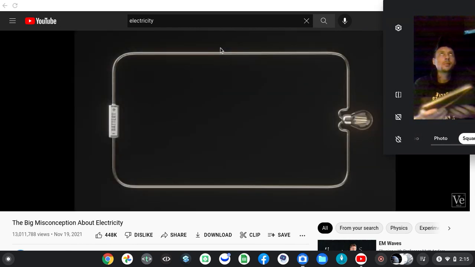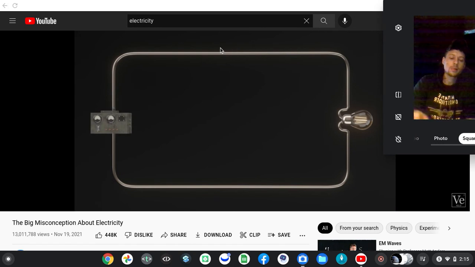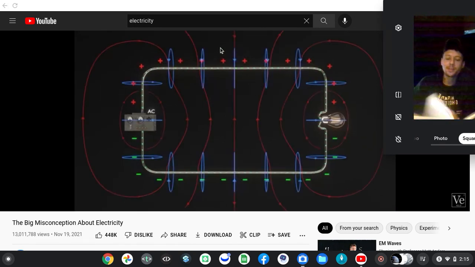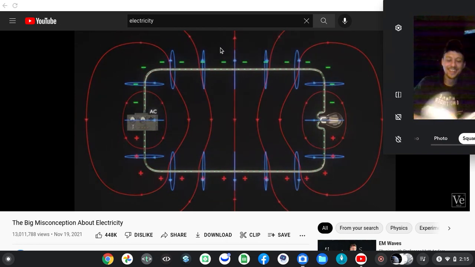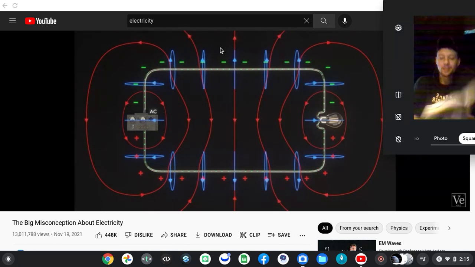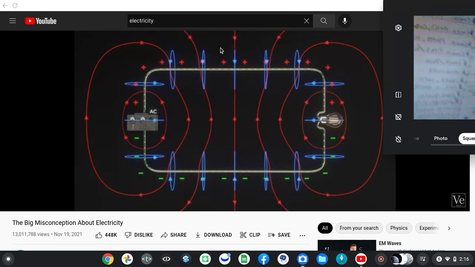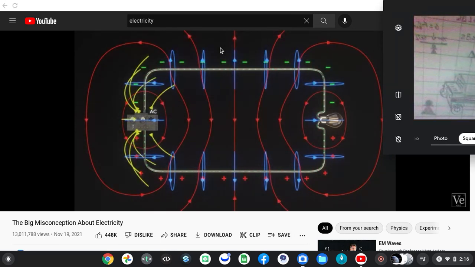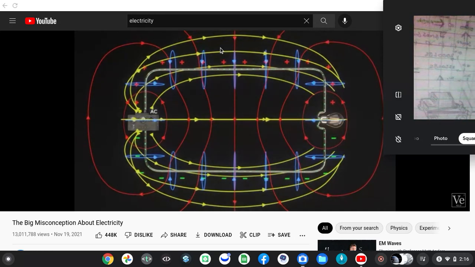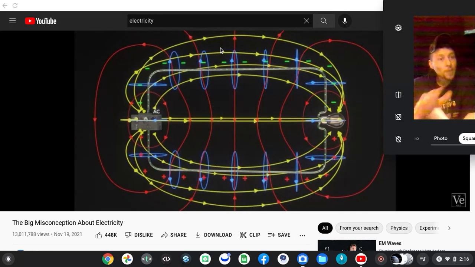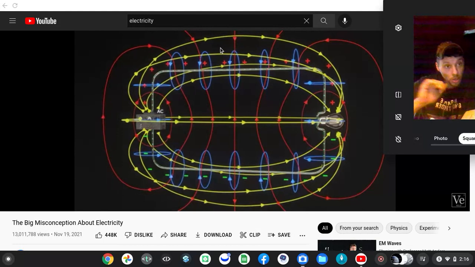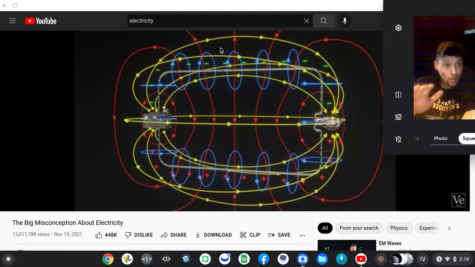Now, what happens if in place of a battery we use an alternating current source? Well, then the direction of current reverses every half cycle. But this means that both the electric and magnetic fields flip at the same time. So at any instant, the Poynting vector still points in the same direction. So the same analysis we used for DC current still works for AC.